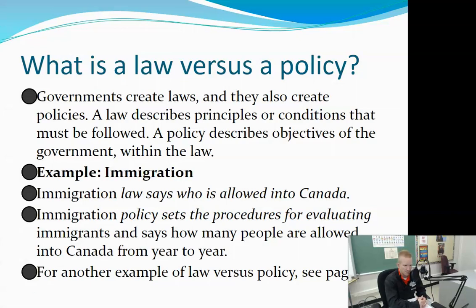What is a law versus a policy? Governments create laws and they also create policies. A law describes principles or conditions that must be followed. A policy describes objectives of the government within the law. Example, immigration. It's a little confusing, but you'll understand eventually. Immigration law says who is allowed into Canada. Period. Immigration policy sets the procedures for evaluating immigrants and says how many people are allowed into Canada from year to year. There's another example on page 131. But again, law, who is allowed into Canada, period. Policies can change. How are we evaluating how the immigrants are going to get in and how many are we going to let in?